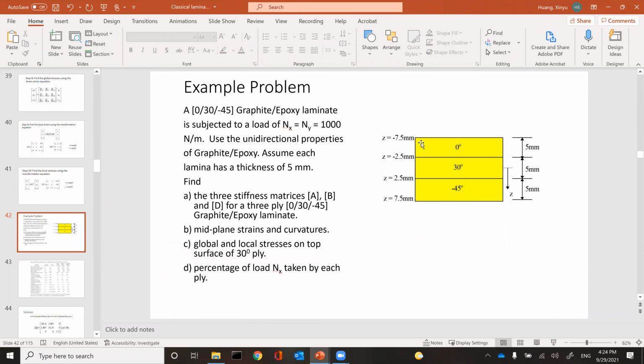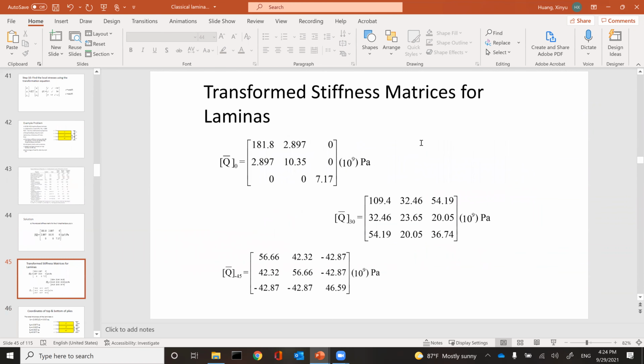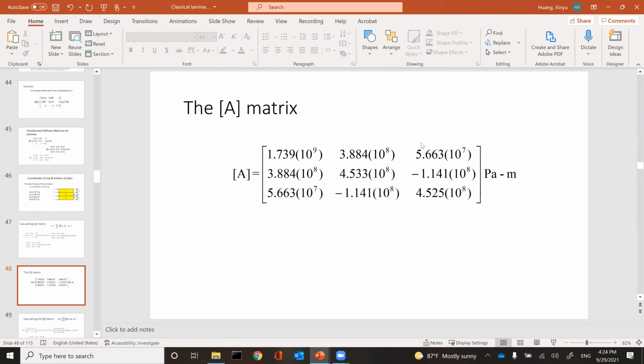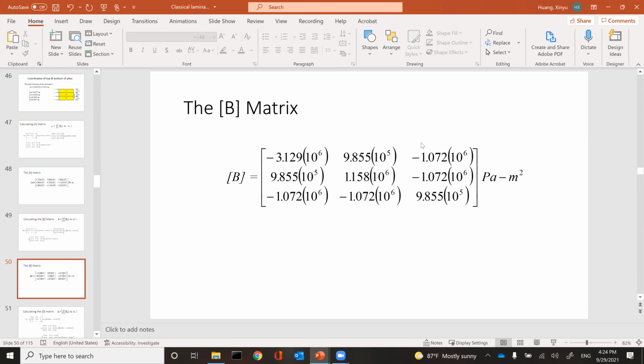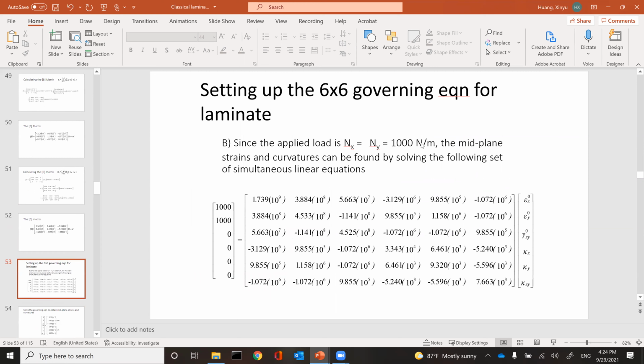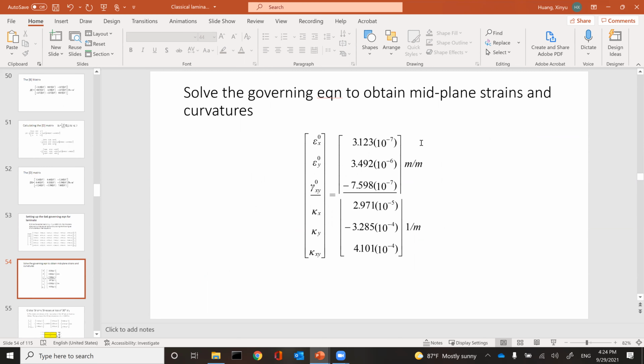In this case, it's pretty simple. We plug in Z equal to minus 2.5 in that equation. Let's go see the steps. Our ABD is here. All right, so it's the governing equation. We solve, we found the solution. This is the solution.